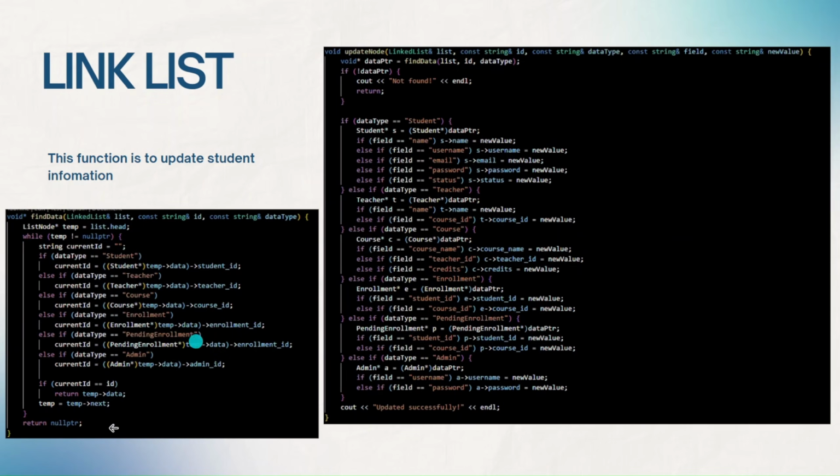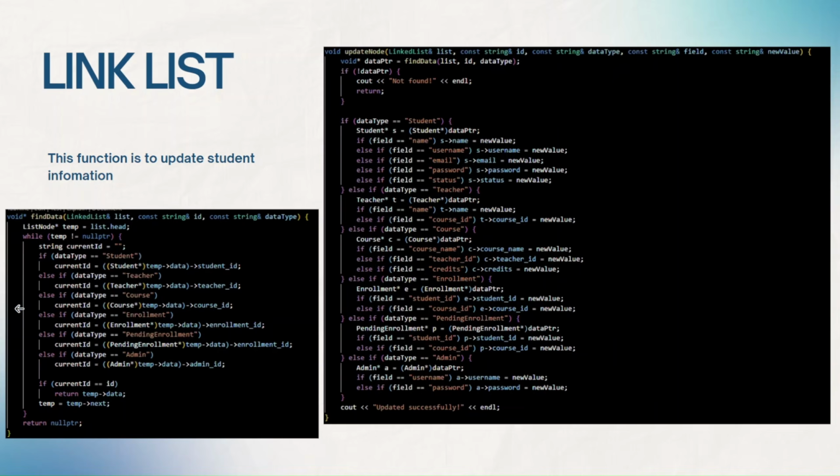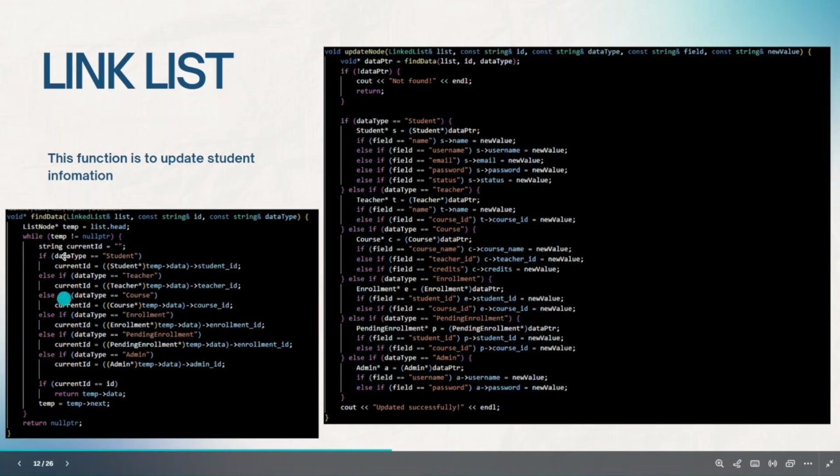Another thing is find data. Find data is like searching. You will see it a lot in the next code explanation that my friend is going to explain. Instead of implementing everything and using it again and again, we just create one function, find data, and then we call it inside update node.